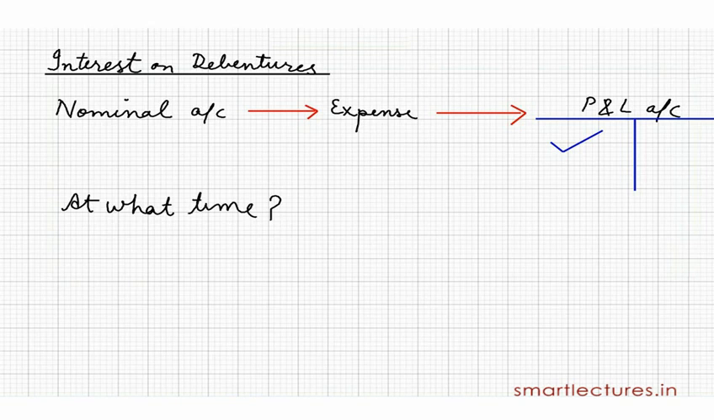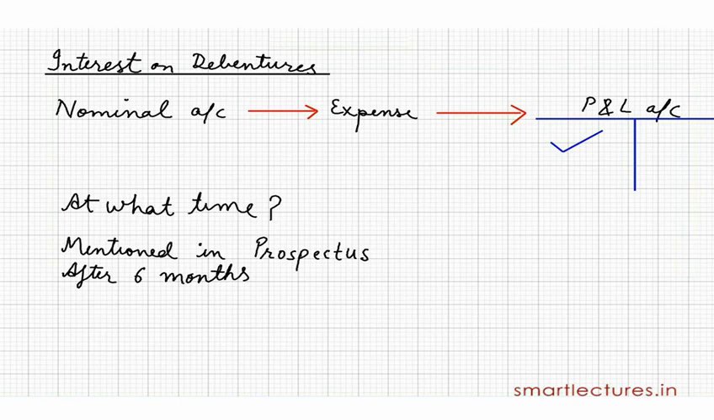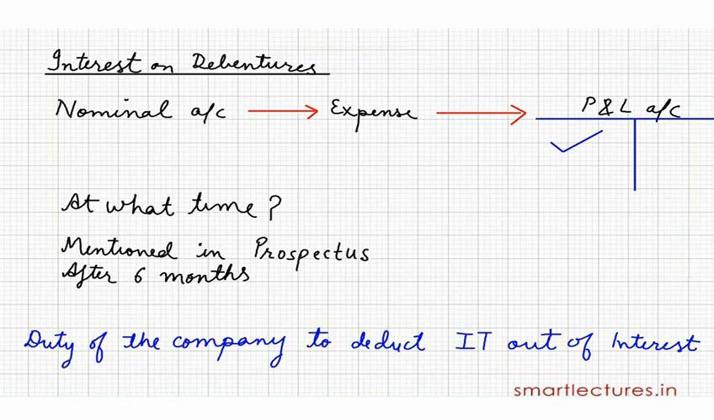Now one more thing, the question is at what time we should pay the interest. This condition is always made clear in the prospectus. Generally in India, the interest on debentures is paid after every 6 months. And one thing more, it is the duty of the company to deduct income tax out of that interest money, and that income tax must be paid to the income tax department.